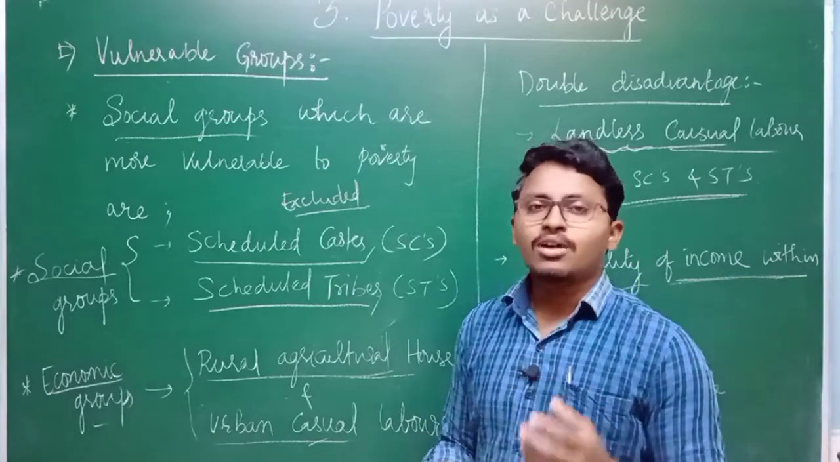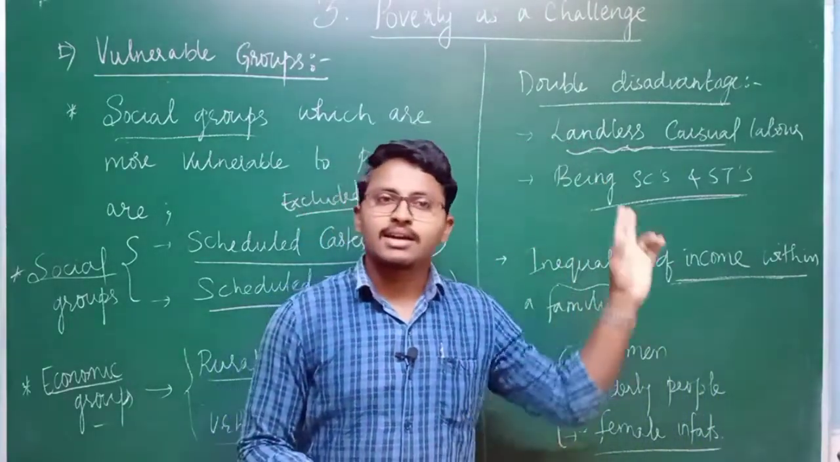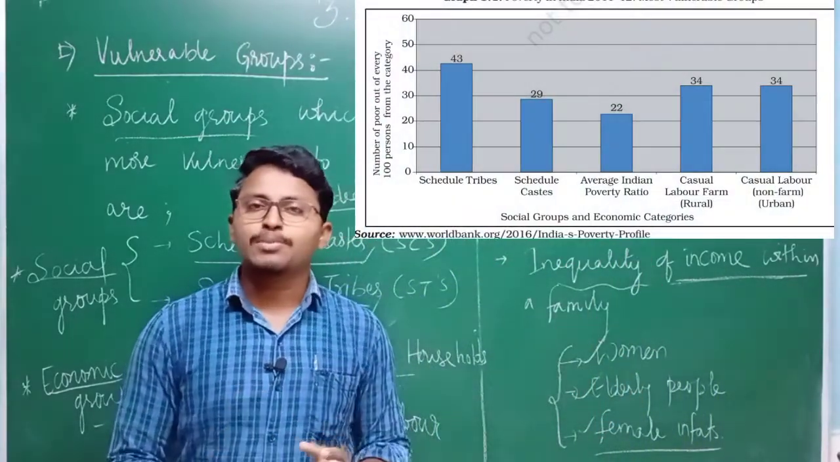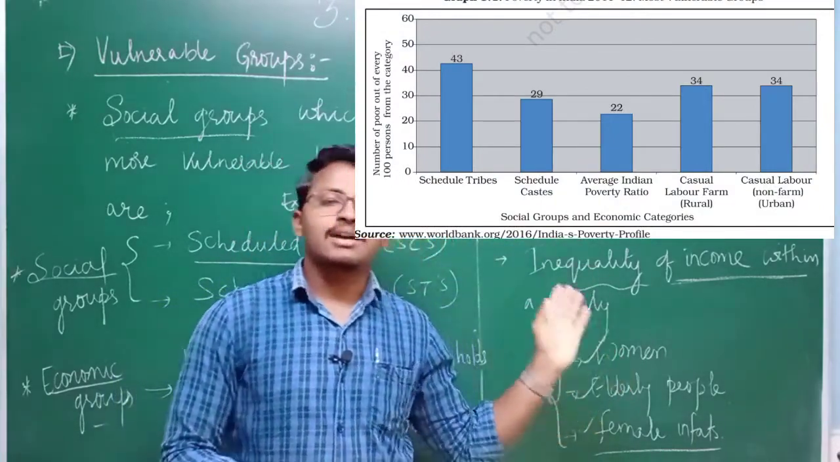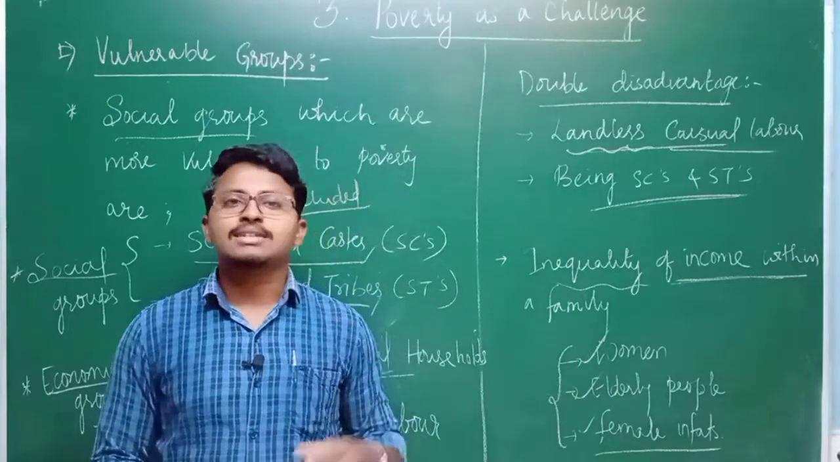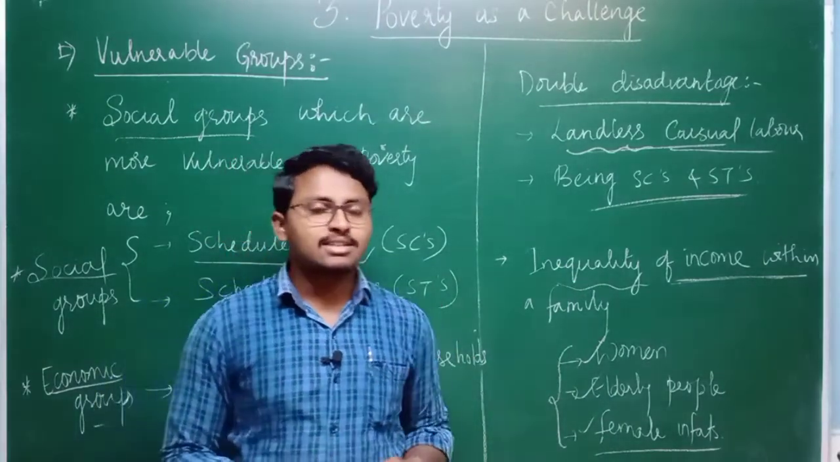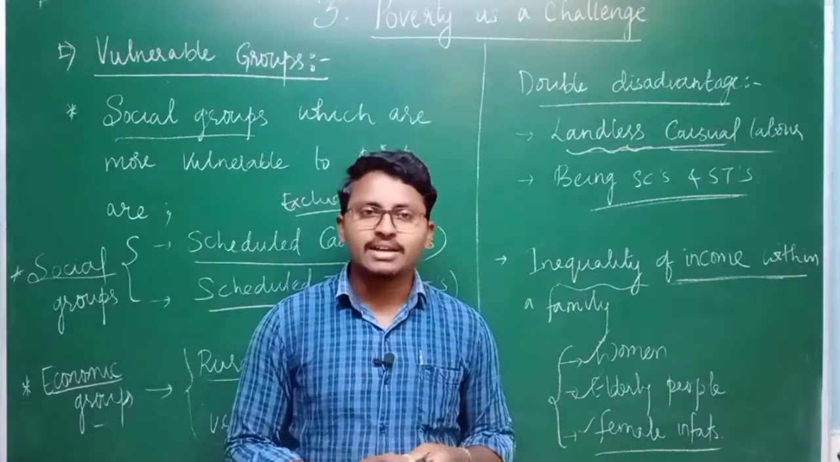So from this what we can consider is that, if you see the graph, mostly the people coming under these vulnerable groups are the scheduled castes as well as the scheduled tribes. So in the next lecture we will discuss the next topic, that is interstate disparities. Thank you.